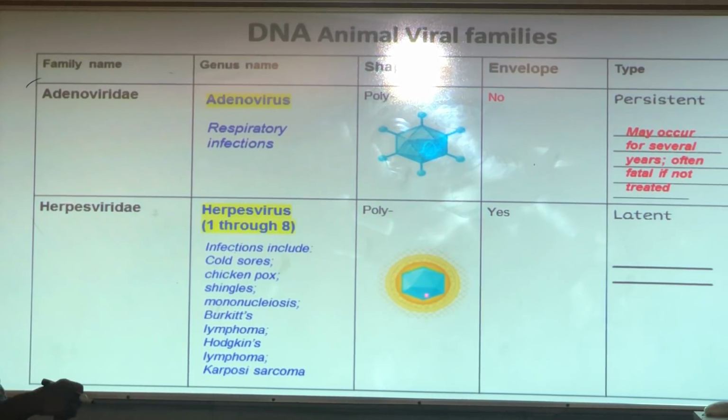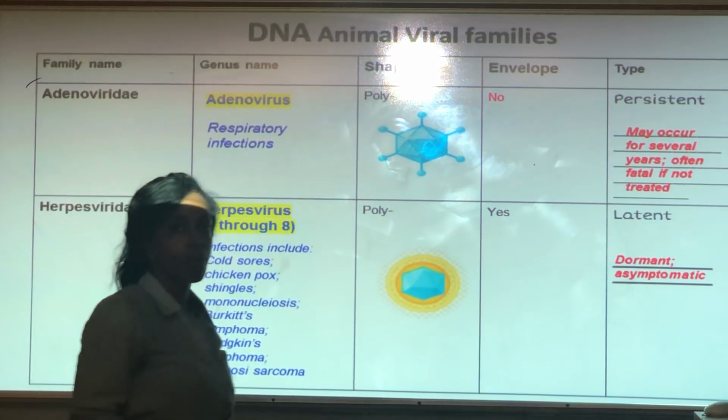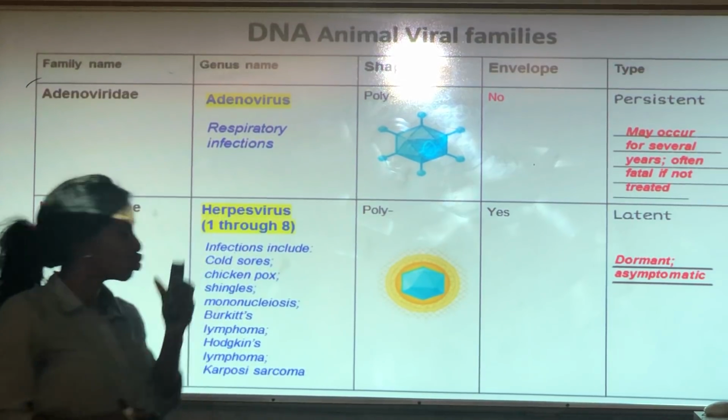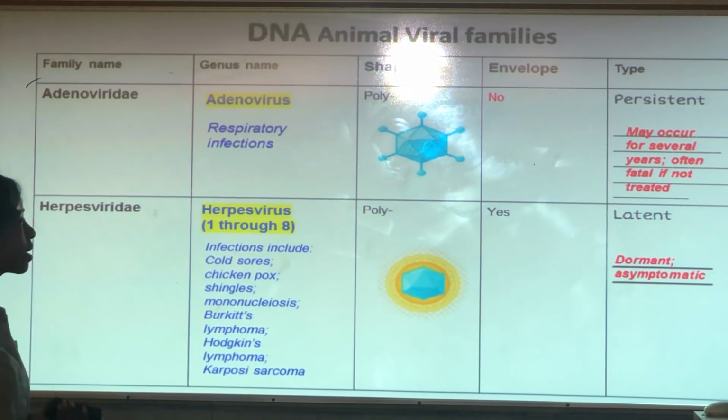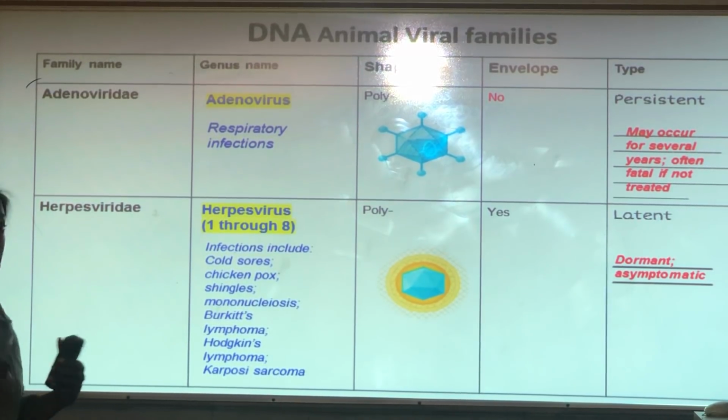These are enveloped viruses, right? So the yellow, remember, means envelope, and oftentimes they are latent, right? Latent means that they remain in the body. Some of them are dormant and asymptomatic for a period of time where you wouldn't notice that they're present in the body, but then they can reappear, and the signs and symptoms reappear once the virus comes out of its dormancy.